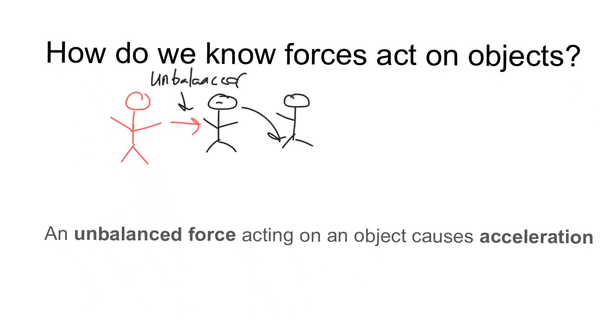And so the first way that we know that forces act on an object is because unbalanced forces acting on an object cause acceleration. If I kick a football, it's going to move. If I kick a soccer ball, it's going to move. If I throw a baseball across the room, it's going to move. And so if I apply a force that's not balanced out on an object, that object is going to start to accelerate.